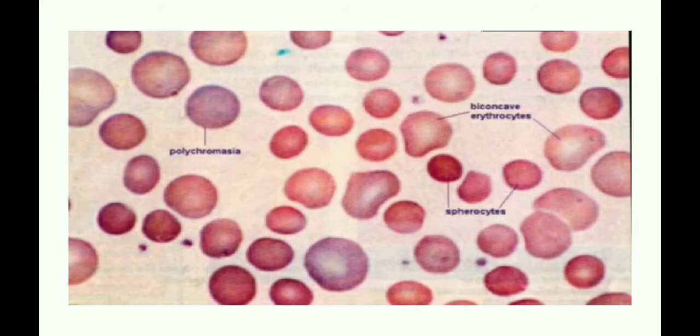In this picture you can see spherocytes. In hereditary spherocytosis, you can definitely see spherocytes in the peripheral smear, and the speciality is that they are small and darkly stained. You cannot see central pallor, and they have almost a spherical shape. So central pallor is absent in these spherocytes.